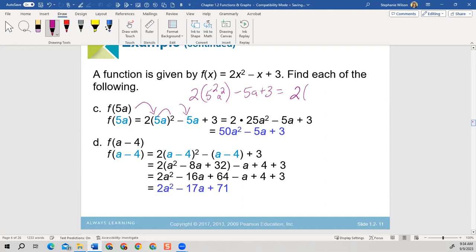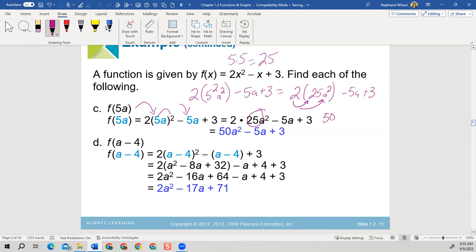Now I got 2 times, well, 5 squared is the same as saying 5 times 5, which is 25, a squared minus that 5a plus 3. Now I need to distribute that 2 to everything inside that parentheses. So 2 times 25 is 50, and 2 times a squared is 2a squared.